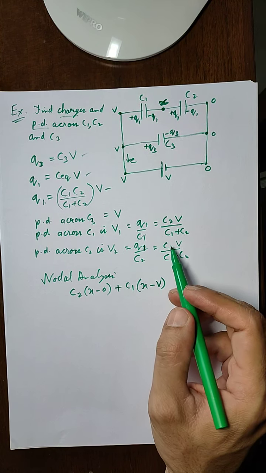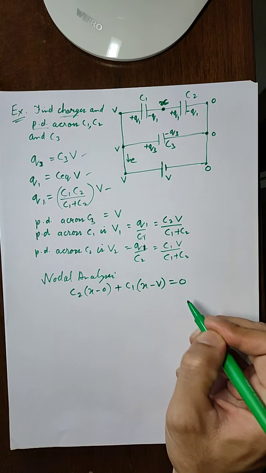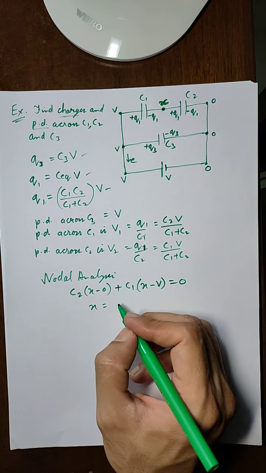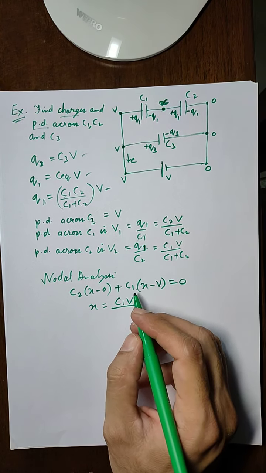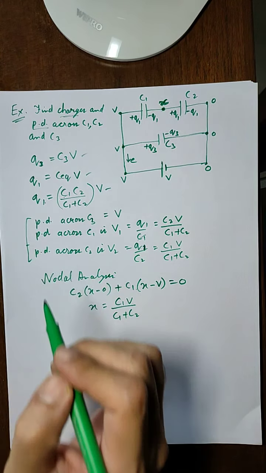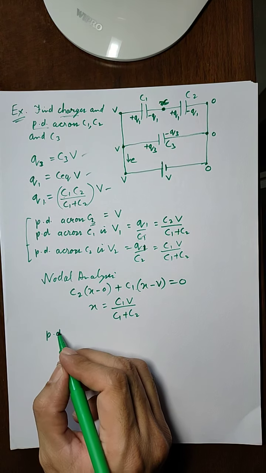Now at this junction the total charge is equal to 0. That means the summation of these two terms should be equal to 0. If we solve this, we will get the value of X equals C1V upon C1 plus C2. Now the potentials that we calculated here can also be calculated by using this value of X. The potential difference for C3 we do not need to calculate by nodal analysis, it is directly given.